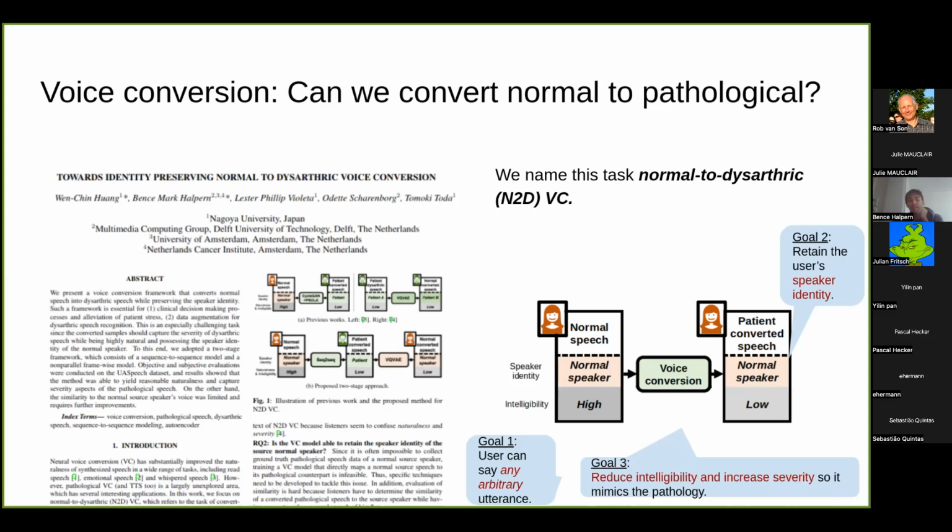The first goal is that the user should be able to say any arbitrary utterance. The second goal is that the voice conversion system should retain the speaker identity. And the third goal is that the intelligibility should be reduced and the severity increased during the conversion process. And the two last goals are somewhat contrary to most voice conversion setups. So it's important to emphasize this.